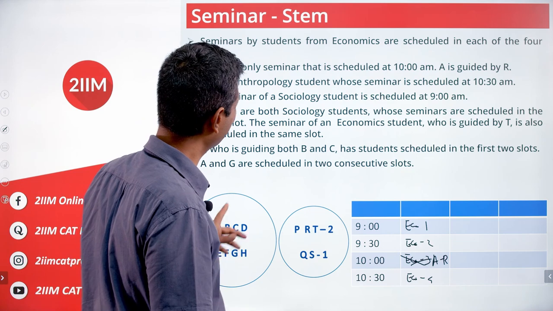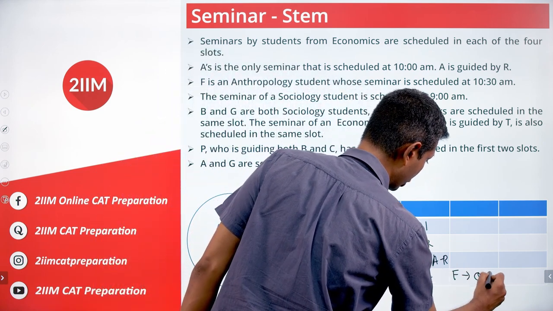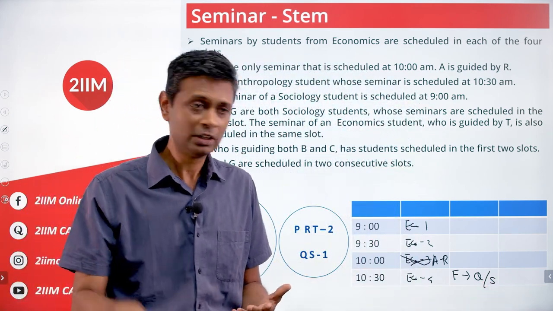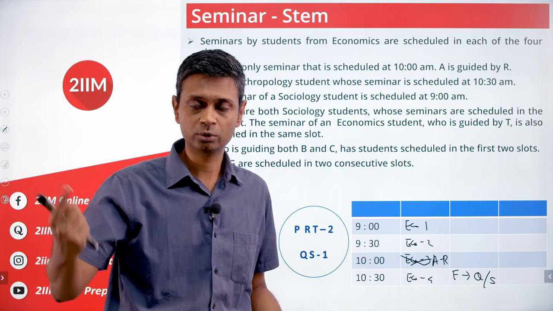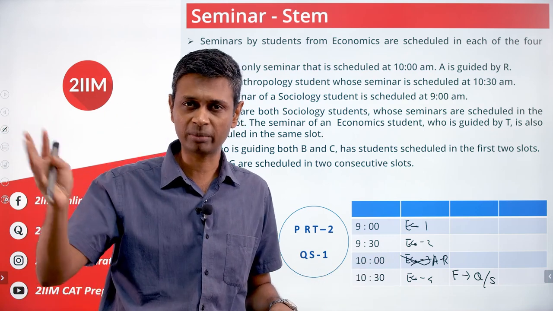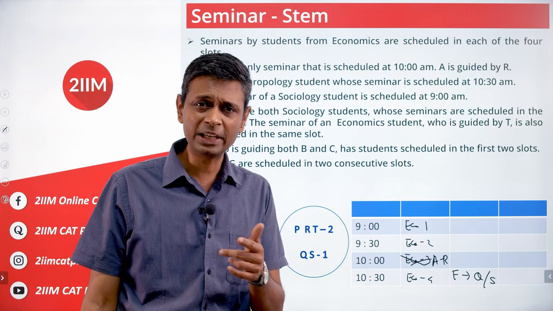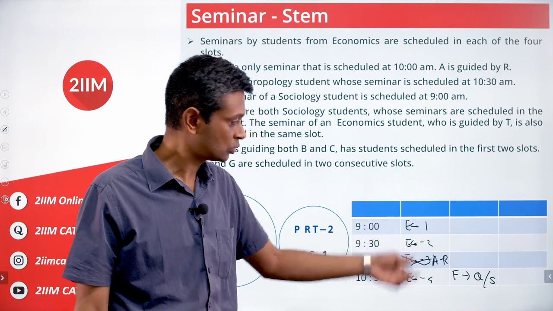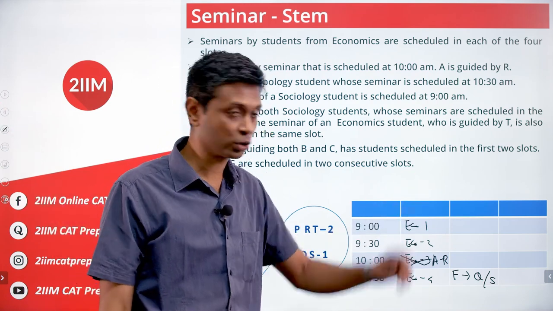F is an anthropology student. So F here, and F is going to be guided by Q or S. They are the ones who are dealing with only one student, and one of them should be for F, the other should be for sociology, because there are four professors, one remaining, four economics students, only three sociology. So of P, T, R, two of those three will be for economics, the other one and Q or S will be for sociology.